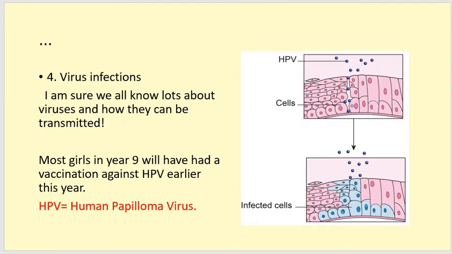Fourth one, you should know about this, is virus infections. Now, we know loads about viruses, so I'm not going to bore you with what you've already seen and heard recently, but most of you will remember that most of the girls in Year 9 this year had a vaccination against HPV, that is the human papilloma virus, and that virus can cause cervical cancer. Cervix is the opening to the womb at the top of the vagina, so it's not exactly somewhere you can look at yourself to check on it.